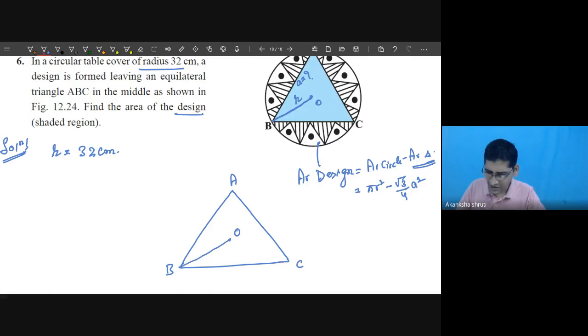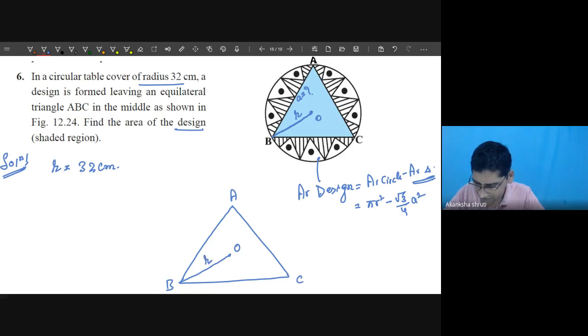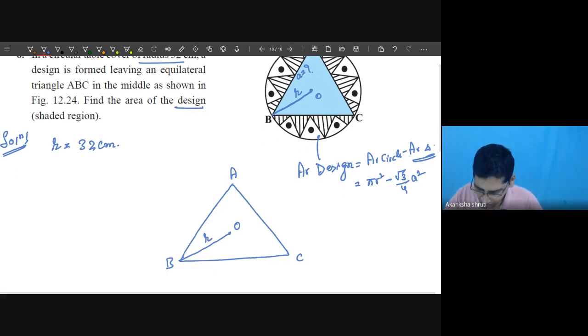Then it is given that OB is how much? 32. This is the R. Now, since it is an equilateral triangle, this entire angle is 60 degrees. So this becomes 30 degrees. Students, even if you have doubt, you may join this one also for easy calculation. Take this as R. This is 30 degrees.